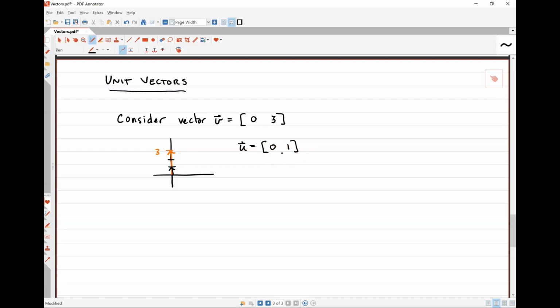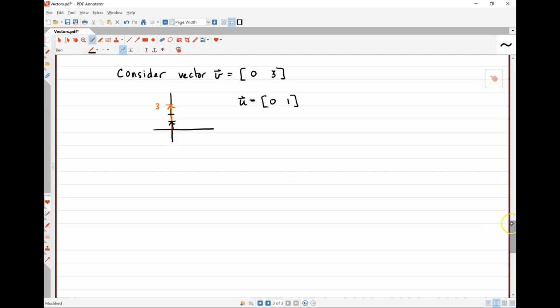But how can we do this in general? Well, let's see if we can figure it out. What are we really doing to get from that vector v to the vector u? Well, we're cutting the vector v down by a factor of 3. So we're basically multiplying that vector v by 1/3. Right? We're cutting it down by a factor of 3. And where is that value coming from? That's the length of the vector v.